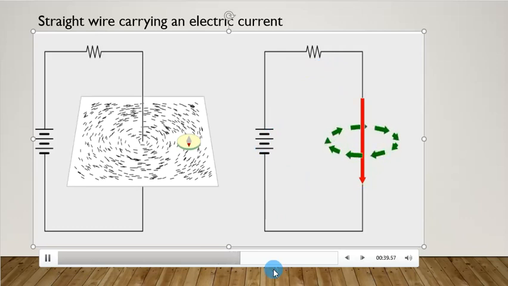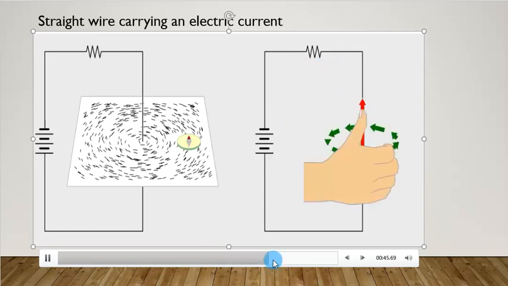Now we can use the right hand grip rule so that we understand how to tell the direction of the magnetic field. So according to the right hand grip rule, and you can see here, when you grip the conductor, the thumb must be in the direction of current, and then your curled fingers are showing the direction in which the field is. So the field is moving in this direction while current is going up.